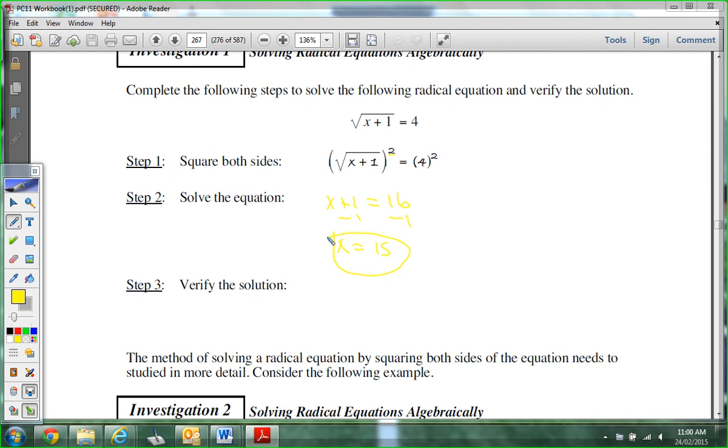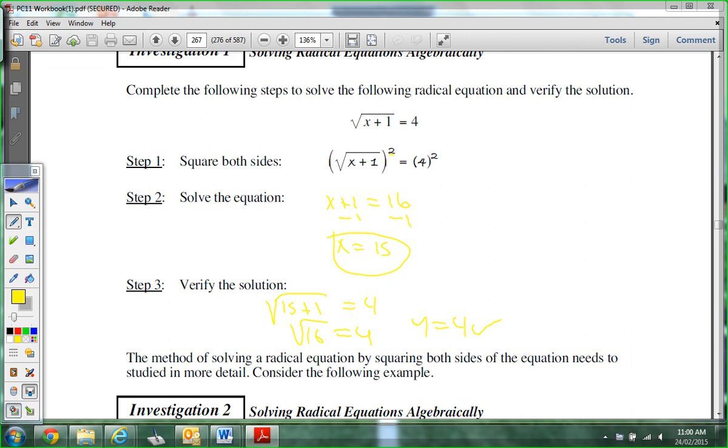Verify the solution again. To verify, we just plug that back in. So the square root of 15 plus 1 equals 4. Square root of 16 equals 4. 4 equals 4. So we are verified. We are good with that. Okay, the next one is where things get a little more difficult. We got to use our factoring skills. Everybody okay with that?